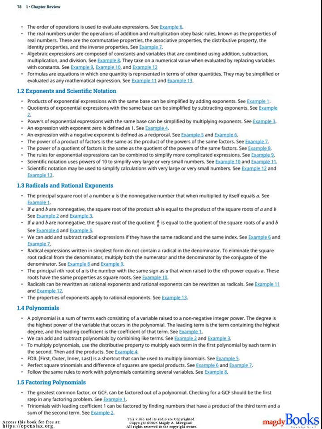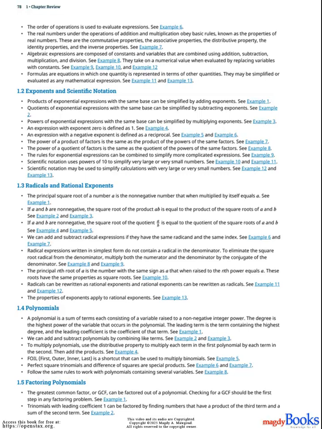1.2.6. The power of a product of factors is the same as the product of the powers of the same factors. See example 7. 1.2.7. The power of a quotient of factors is the same as the quotient of the powers of the same factors. See example 8.